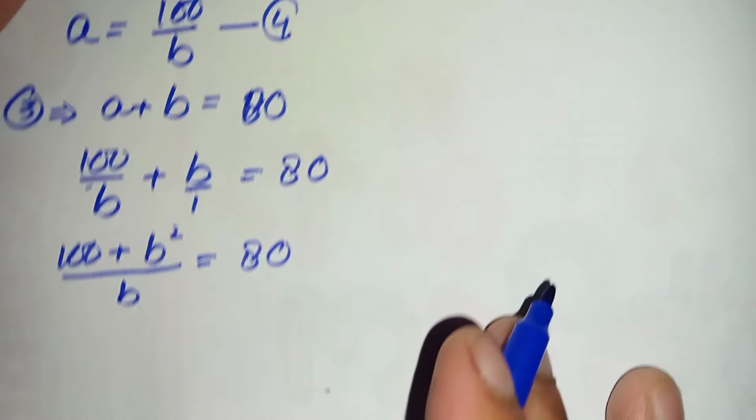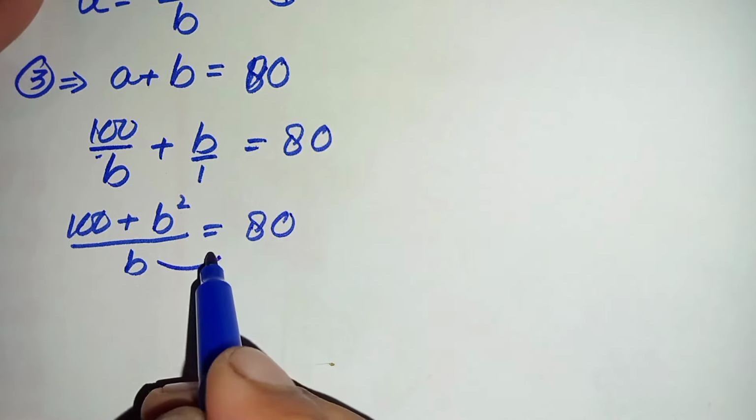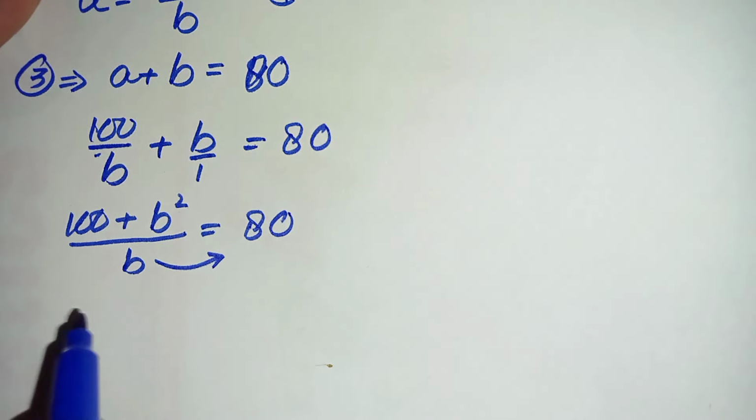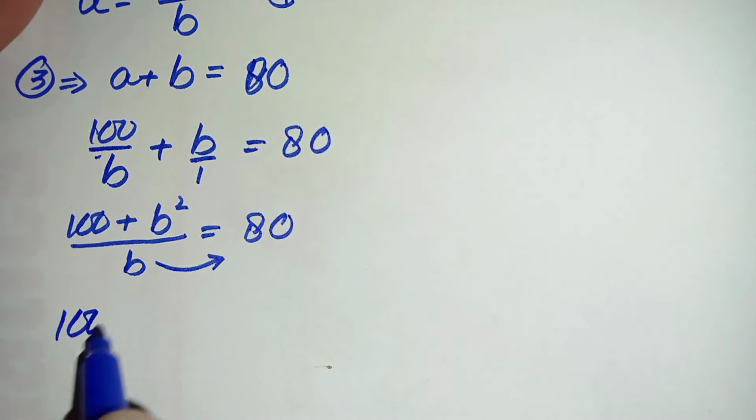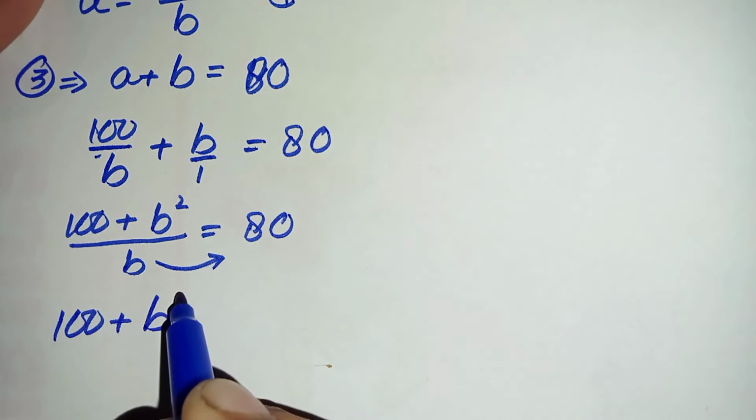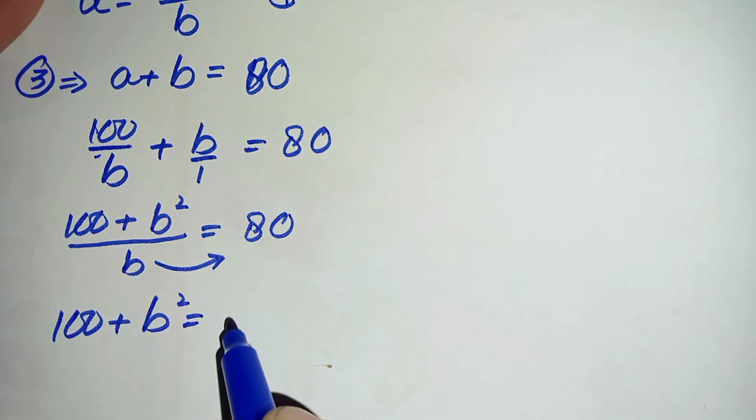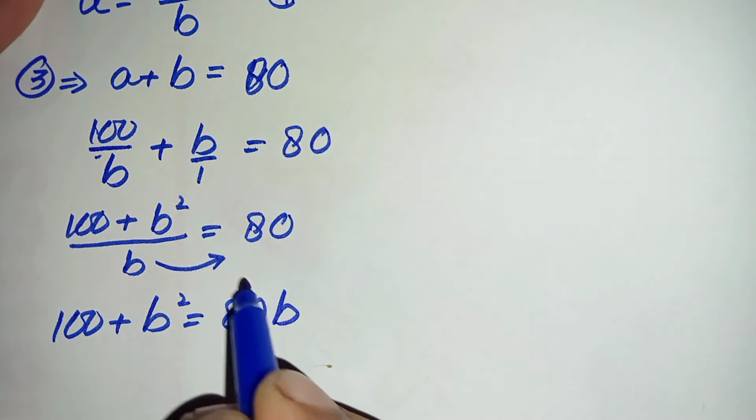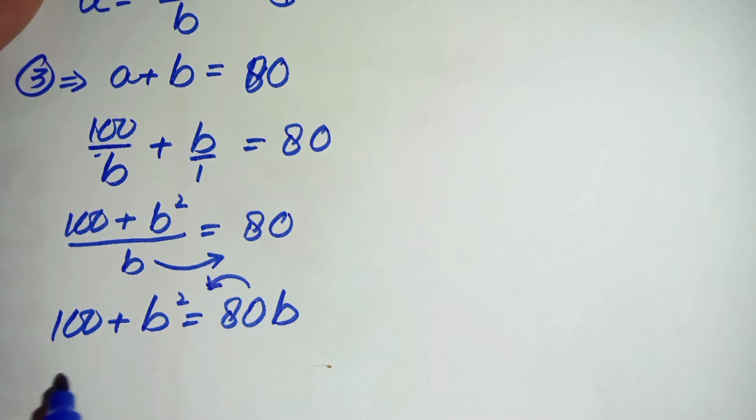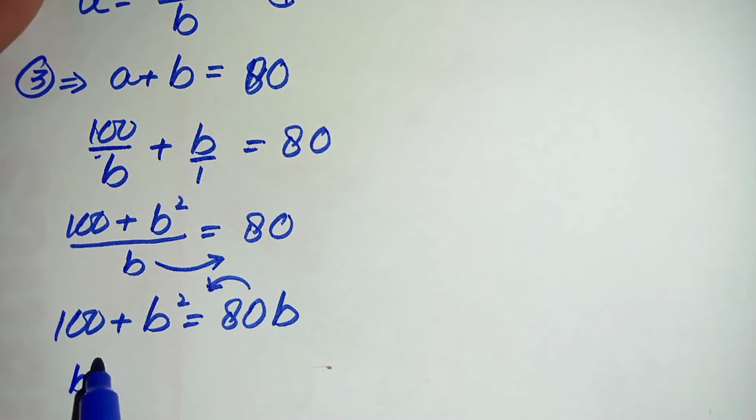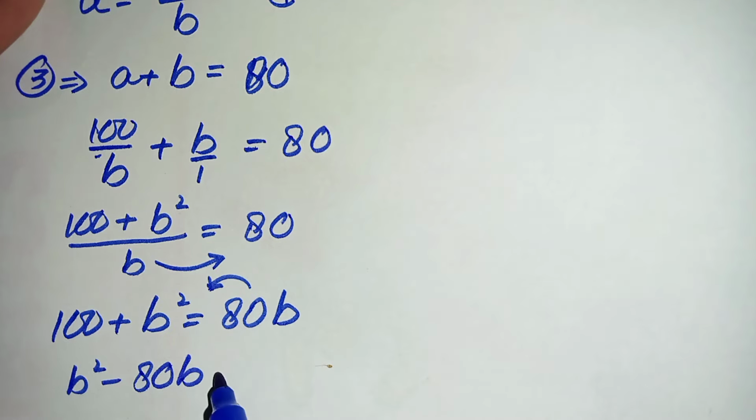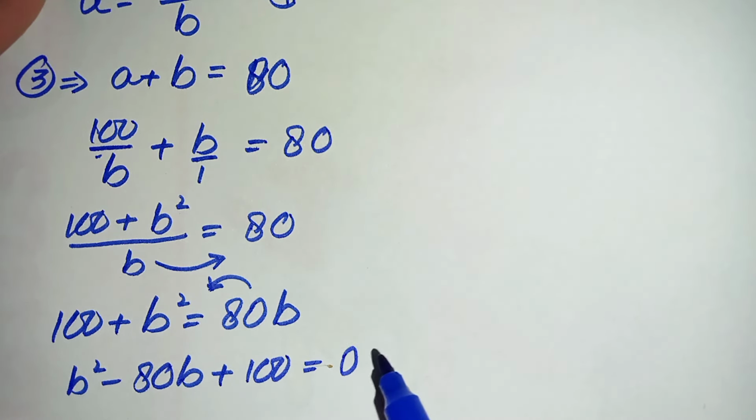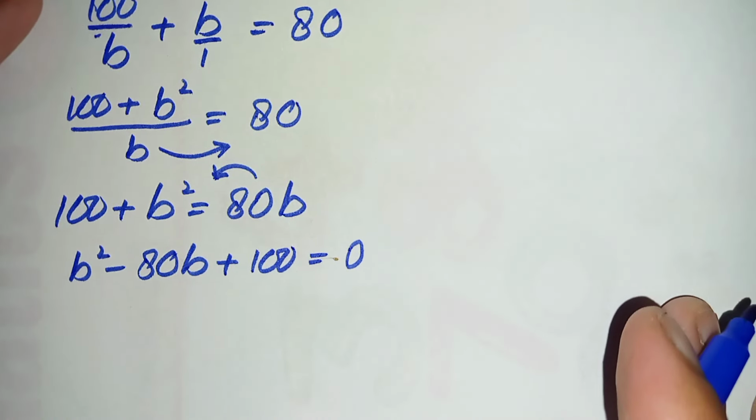Now next we will move this b in the denominator to the right hand side, so it will be multiplied with 80. So this equation will become 100 plus b square is equal to 80b. Now next we will move this 80b to the left hand side, so this will become b square, it will become minus 80b plus 100 is equal to 0. Now this is our quadratic equation.